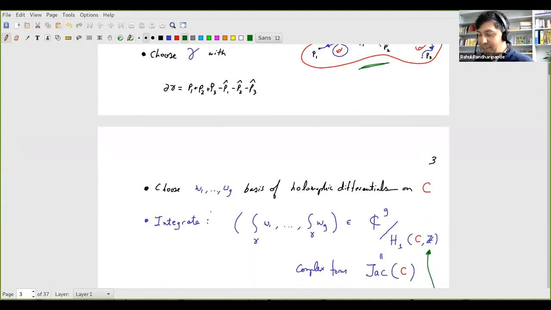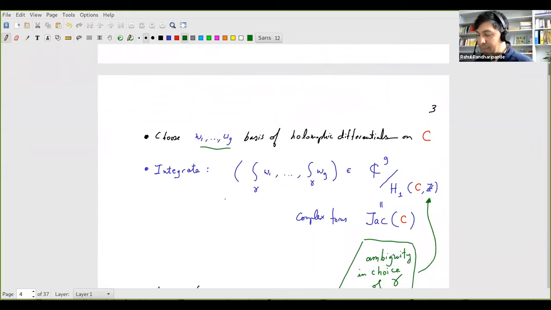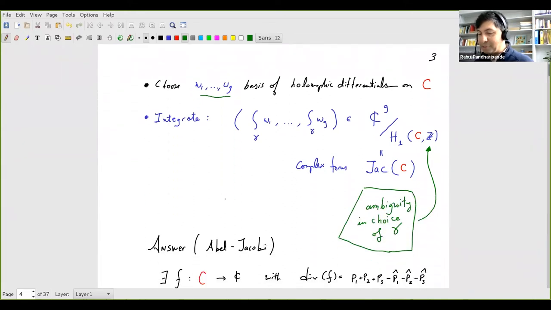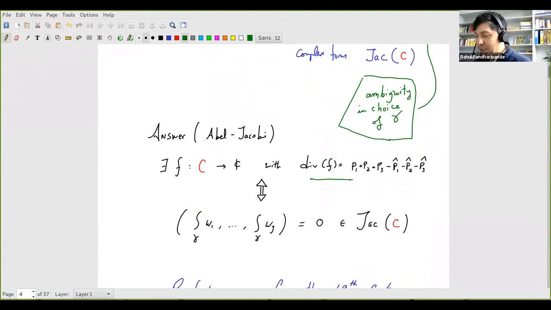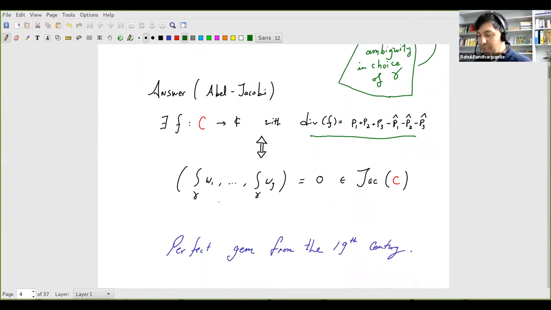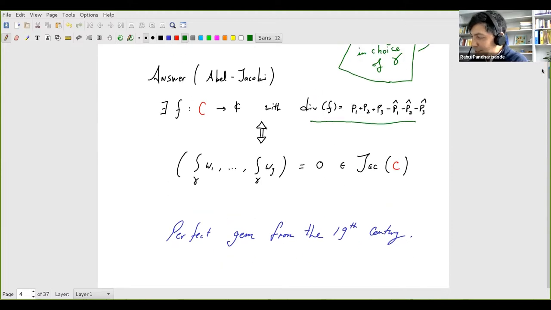And then you choose a basis of the holomorphic differentials and you integrate. That's the whole solution. You integrate, you find the periods. The periods give you a point in the Jacobian. And the beautiful answer of Abel and Jacobi is that there exists a function with those precise divisors if and only if the periods give you the zero point in the Jacobian. So that's a perfect gem from the 19th century, and in some sense it's the starting point of what I'm going to talk about. And it's of course impossible to improve this result from the 19th century, so we're not going to try to do that.